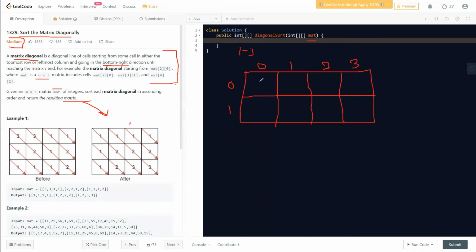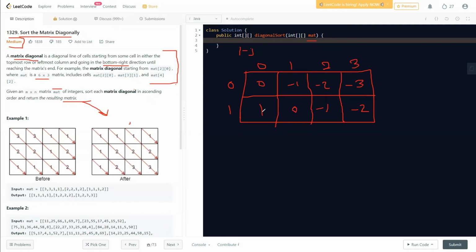What becomes the answer? If we do 0 minus 0, that is 0, fine. If we do 1 minus 1, that is 0, fine. If we do 0 minus 1, that is minus 1. 0 minus 2 is minus 2. 0 minus 3 is minus 3. Then 1 minus 2 is minus 1. 1 minus 3 is minus 2. And here 1 minus 0 is 1.